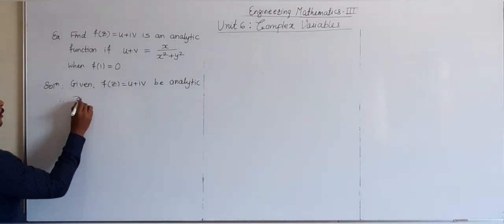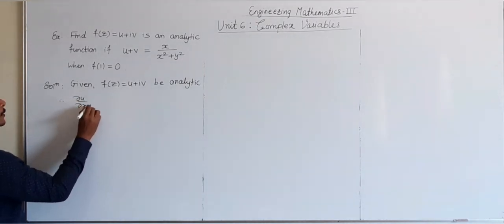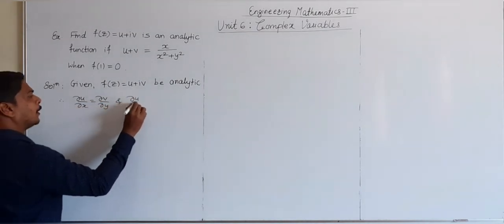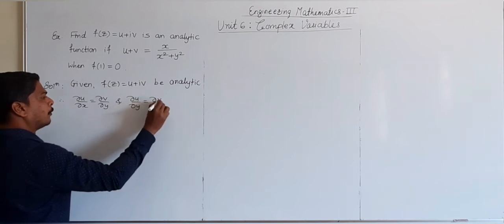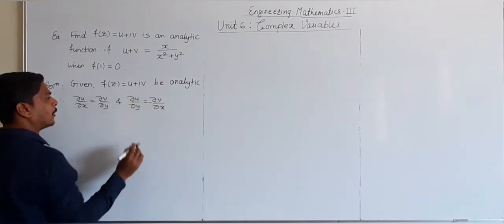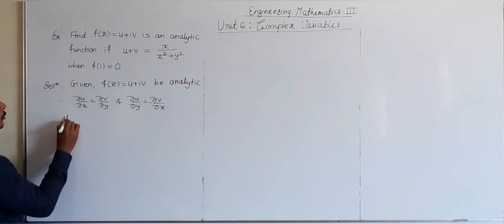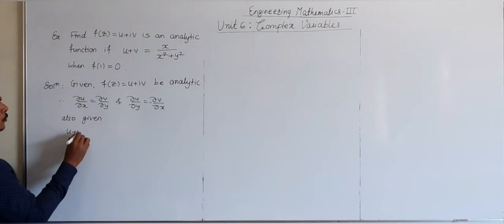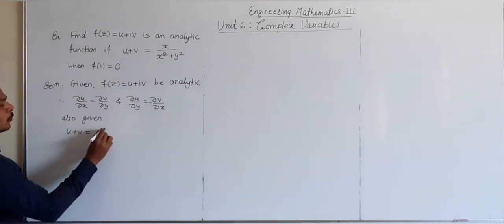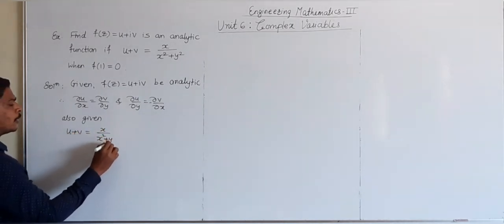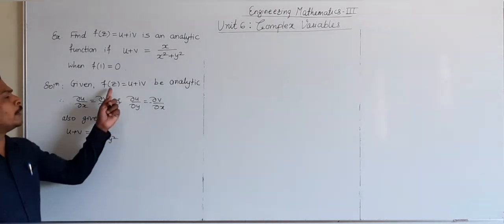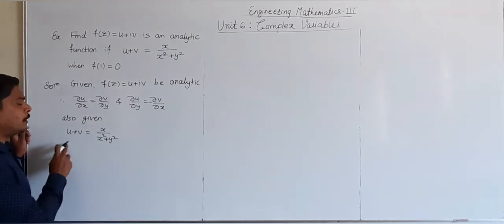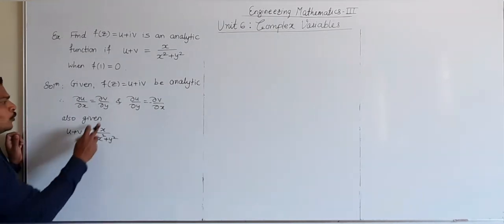Therefore, ∂u/∂x = ∂v/∂y, and ∂u/∂y = −∂v/∂x. We are also given one equation, which is u + v = x/(x² + y²). Now our requirement is to find f(z), which is an analytic function. So for that we should find u and v separately by using CR equations.